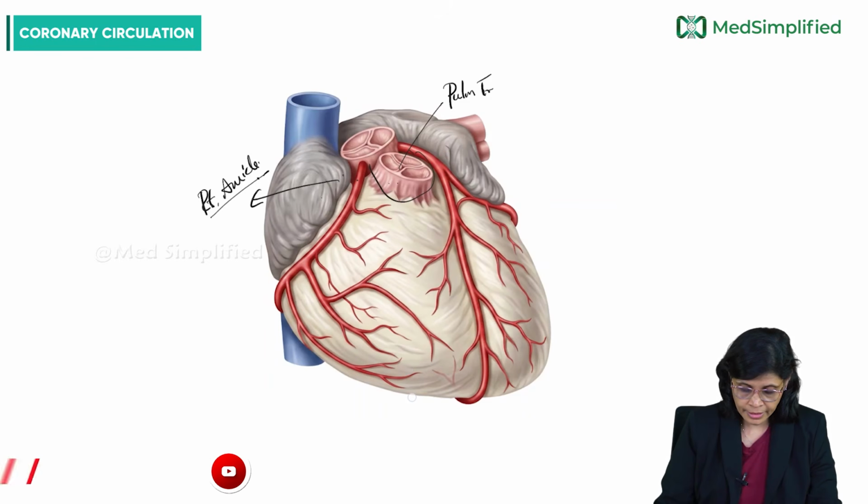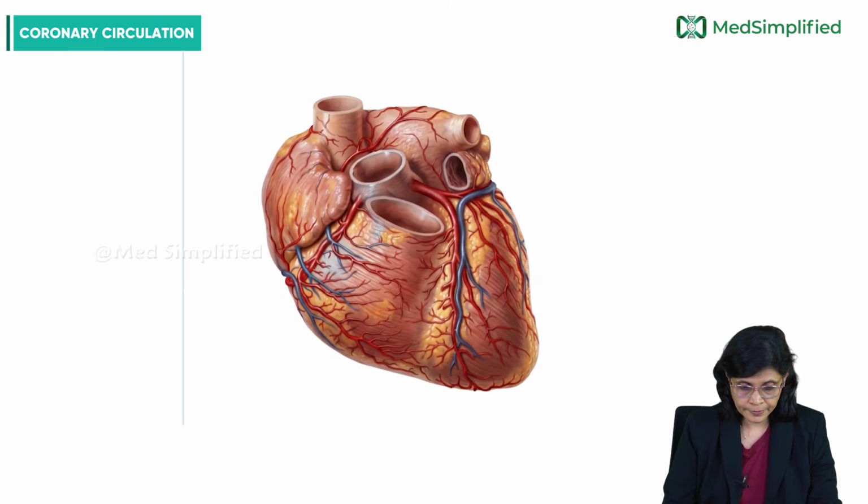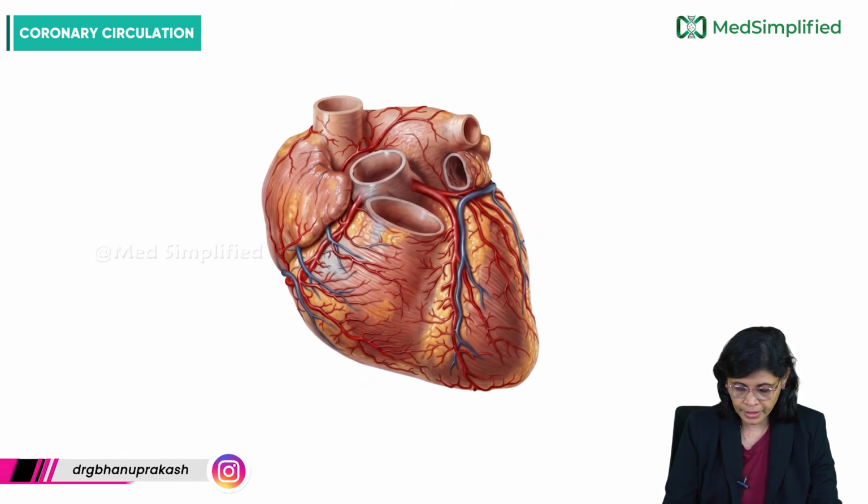As we see, the right coronary artery will pass upwards and to the left along the posterior part of the atrioventricular groove. So this is the posterior part of the atrioventricular groove.